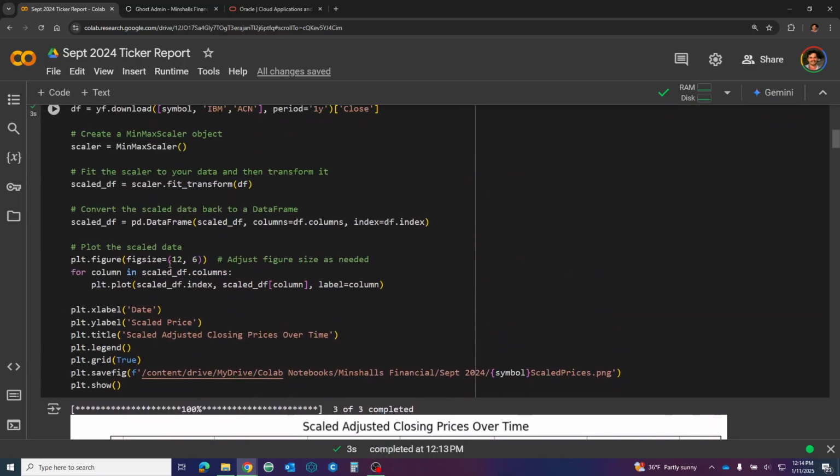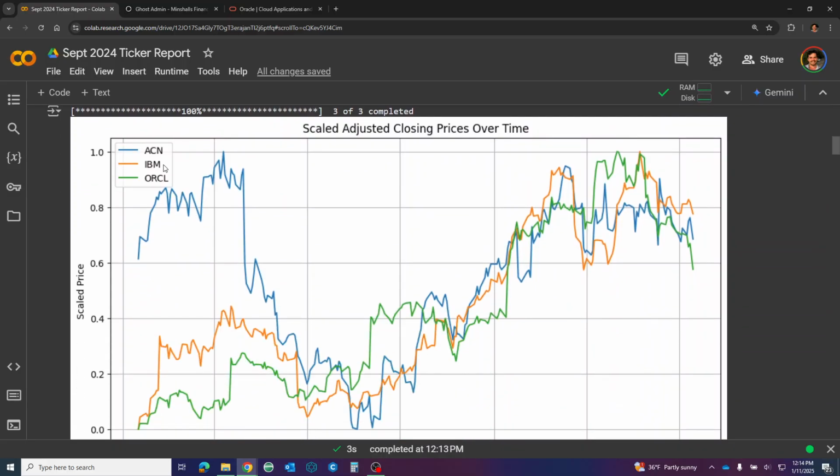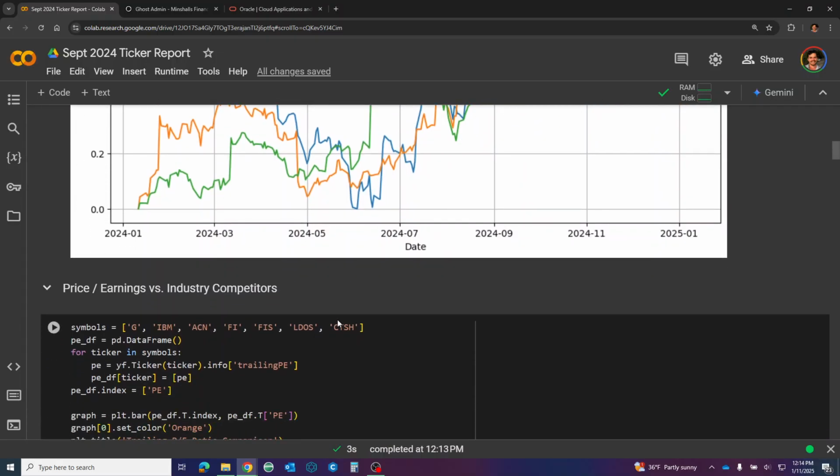You can compare the different price points over time. And I've scaled it because Accenture and IBM are going to have totally different price points, but we're still interested to see, since they're technically supposed to be part of the same industry, how it moves together comparatively.